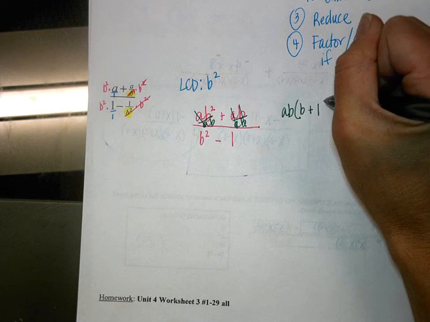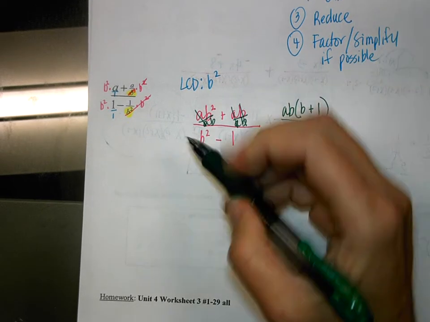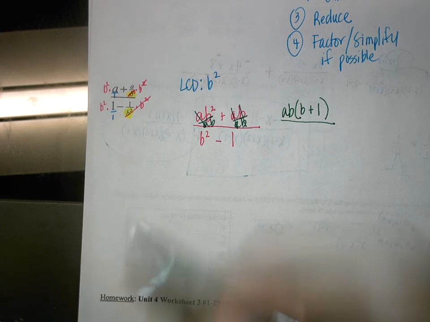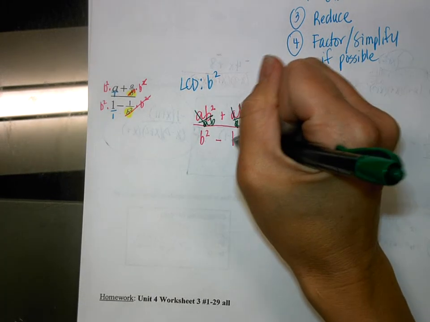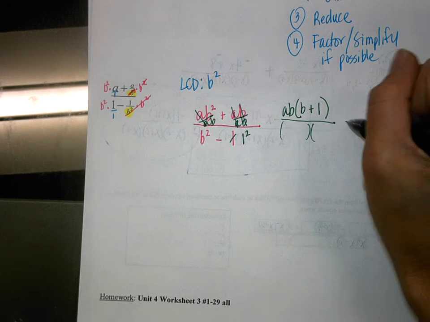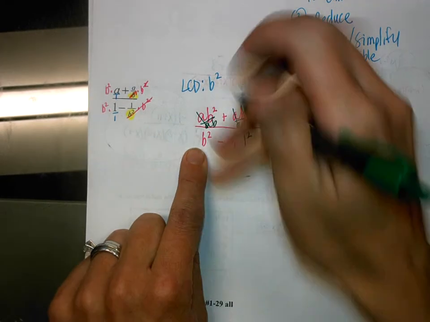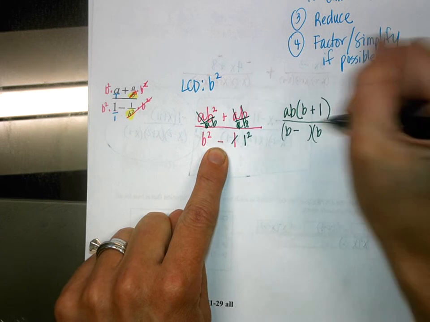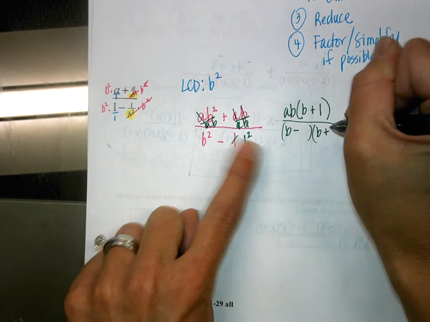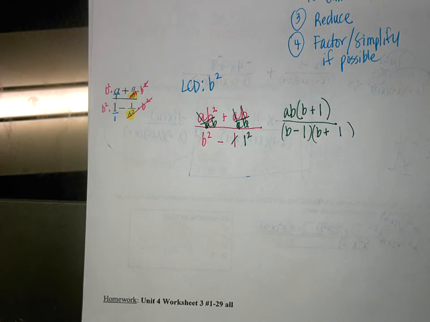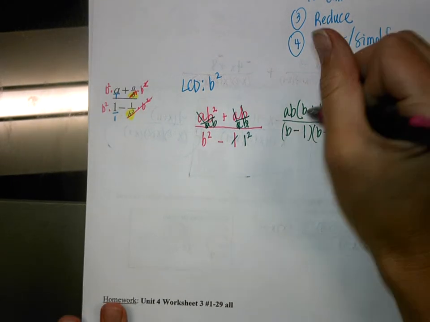Over. This says B squared minus 1. Can that be factored? Yes. Because 1 is really a square, right? 1 squared is 1. So we make our 2 parentheses. We give each of the parentheses a B. 1 gets a minus, 1 gets a positive, and then each of them gets a 1. Is anything exactly the same that I could reduce? No. And so my answer is AB over B minus 1.